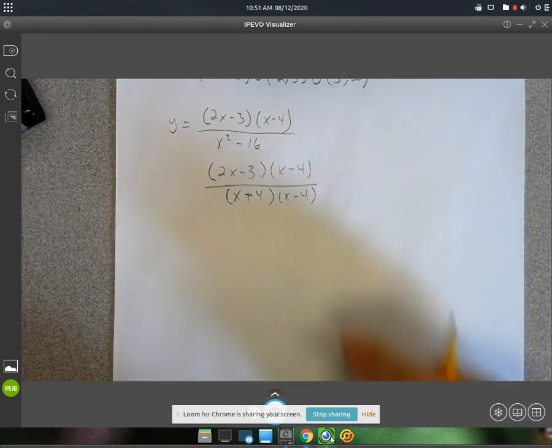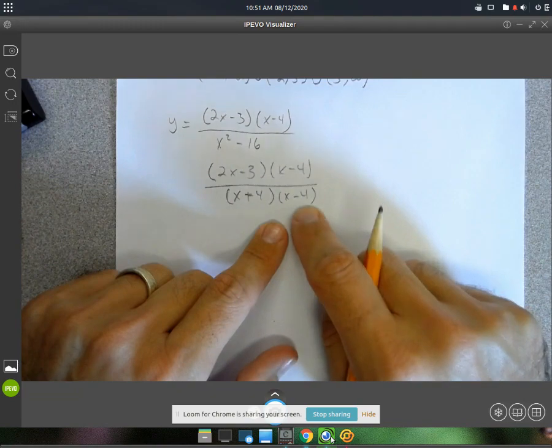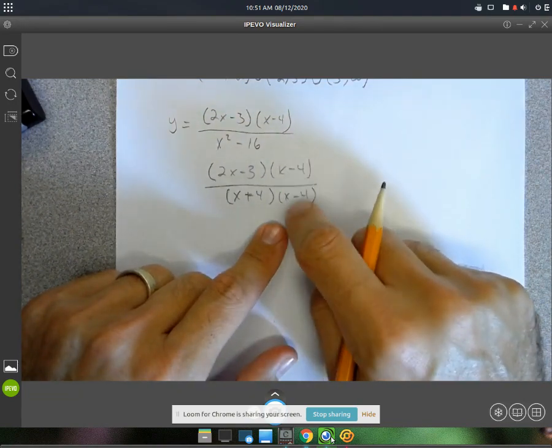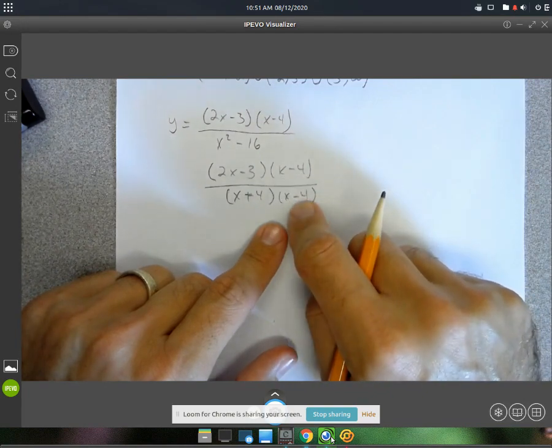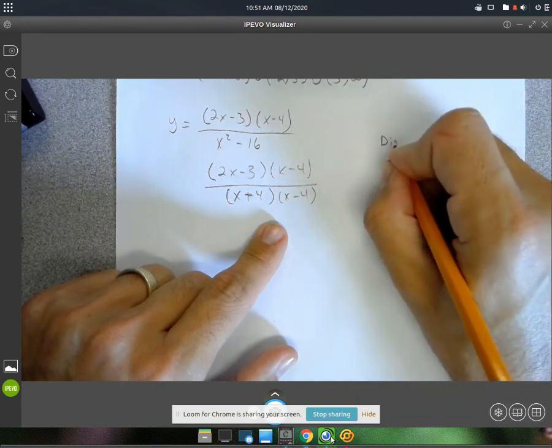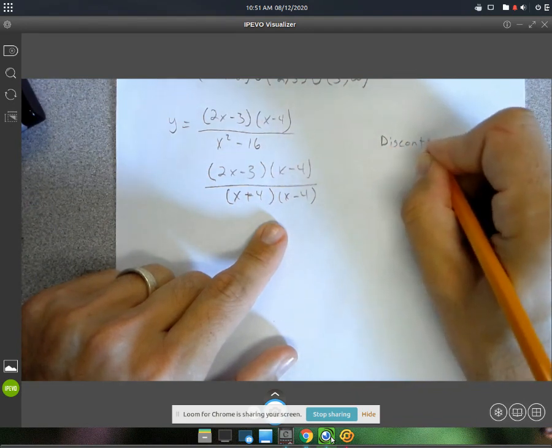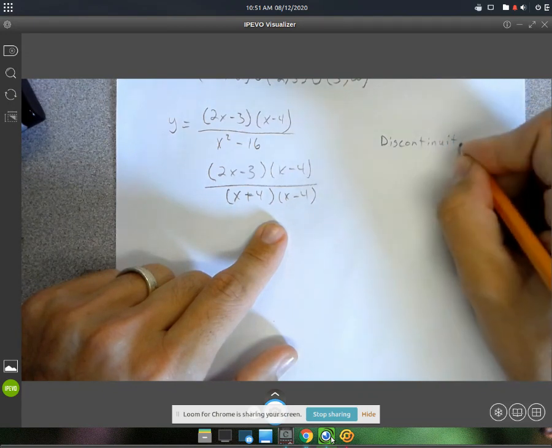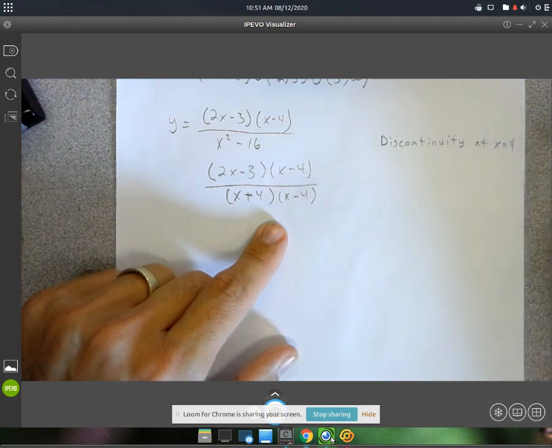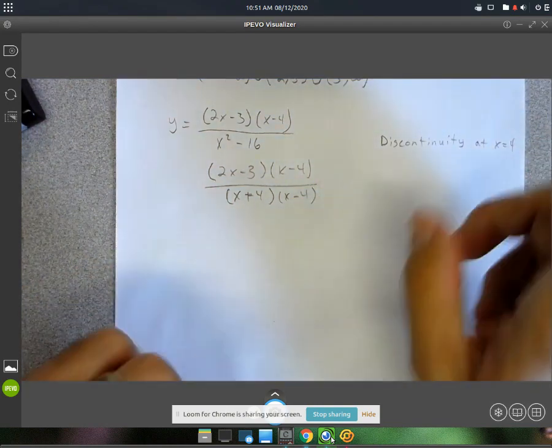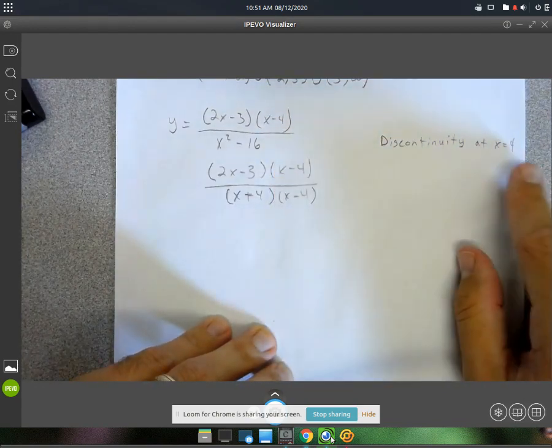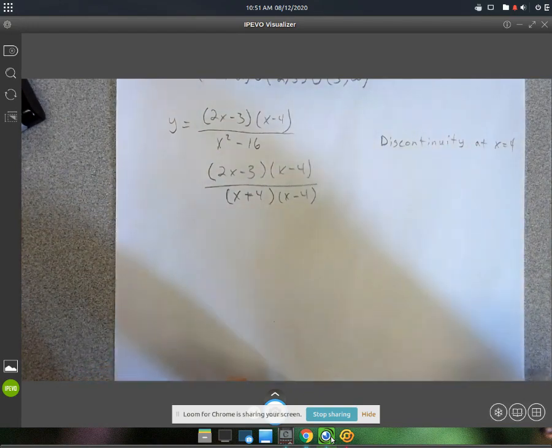All right. So you'll see here, these two will cancel with each other. If you ever have a factor that is in the numerator and the denominator, that is going to create a discontinuity. It just means there's going to be a hole in the graph. So there's a discontinuity at x equal 4. All right. So this basically is going to be the graph of 2x minus 3 over x plus 4, but there's going to be a hole in the graph at x equal 4.